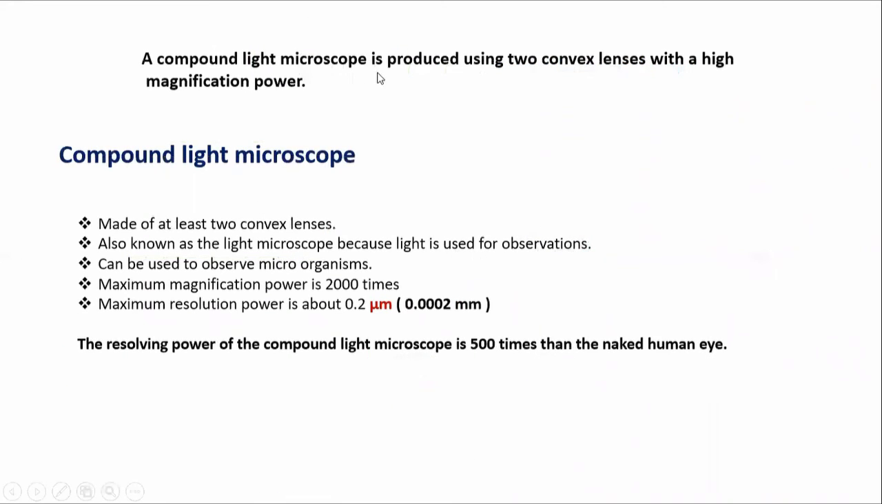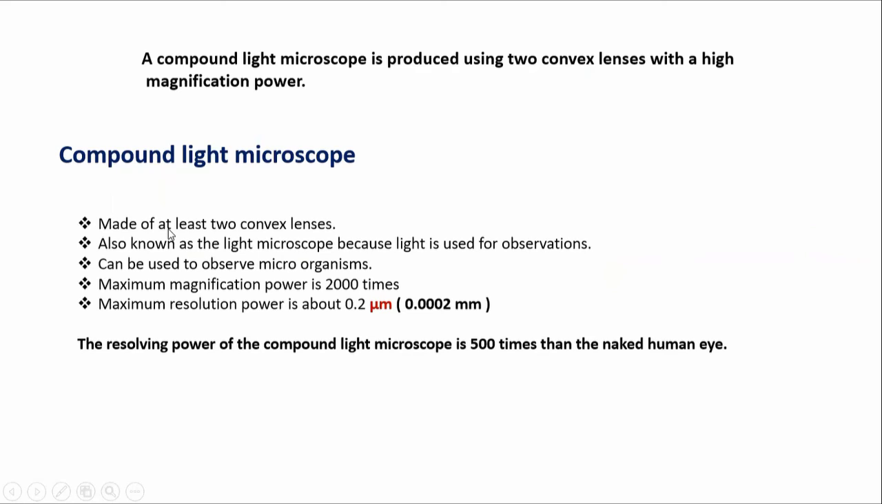A compound light microscope is produced using two convex lenses with a high magnification power. We already learned that by using two convex lenses or two hand lenses, we can get a higher magnification power. So a compound light microscope is such an instrument in which we use two convex lenses. Obviously, the power of the compound light microscope is supposed to be higher. Let's read now.